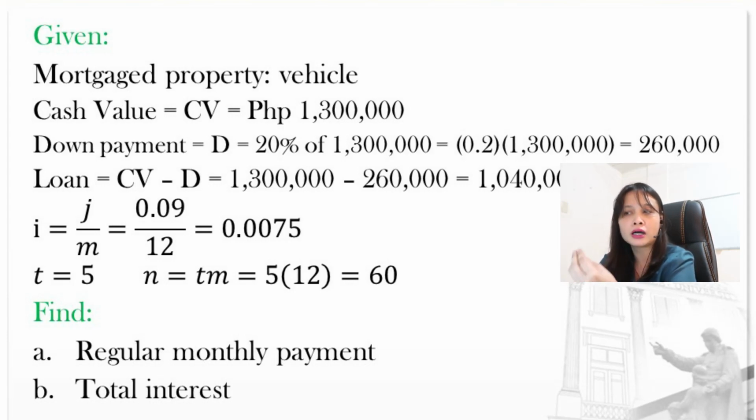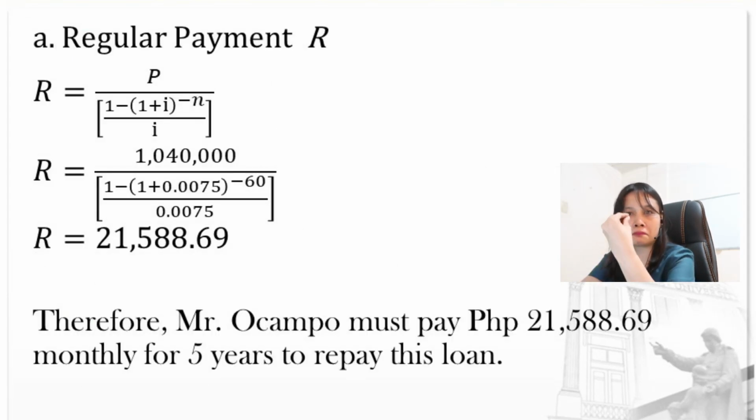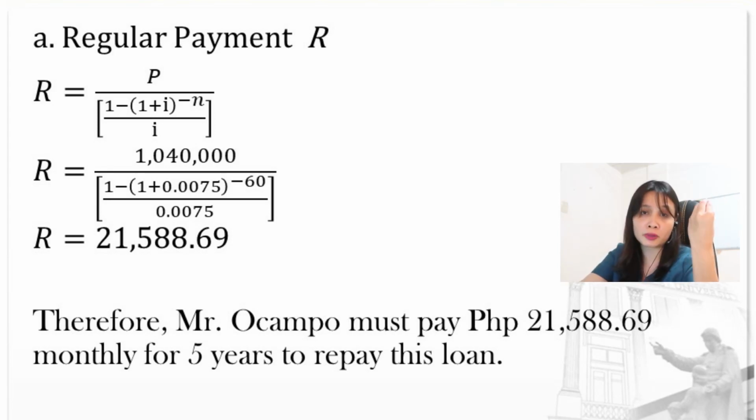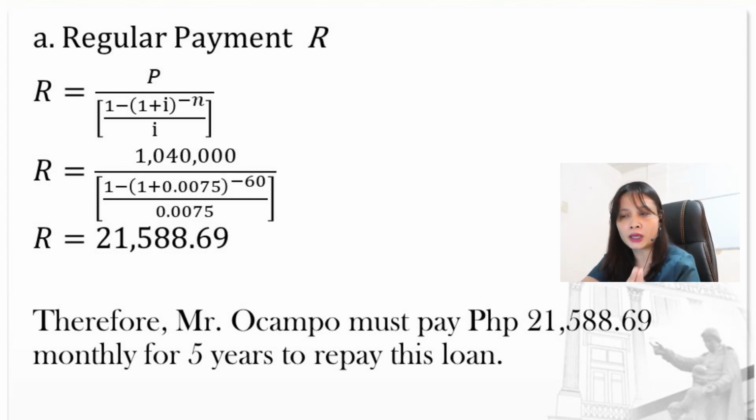So we need to solve for the regular monthly payment and then the total interest. The regular monthly payment would be the present value over 1 minus 1 plus i raised to negative N, over i. Okay, so this is the formula, but we can also use the other formula in the present value. It's the same. So the regular payment will be 21,588.69. Therefore, Mr. Ocampo must pay 21,588.69 monthly. That's your regular payment per month for 5 years to repay his loan.